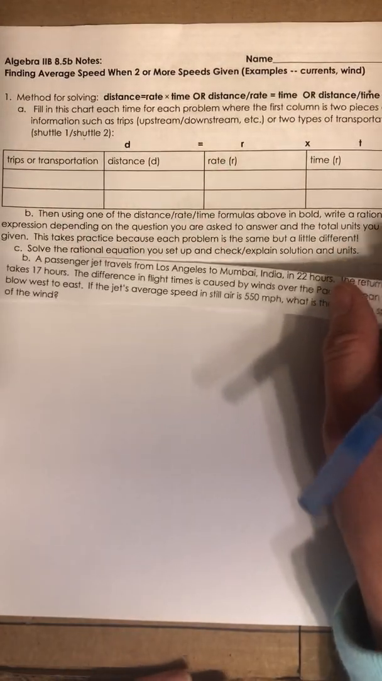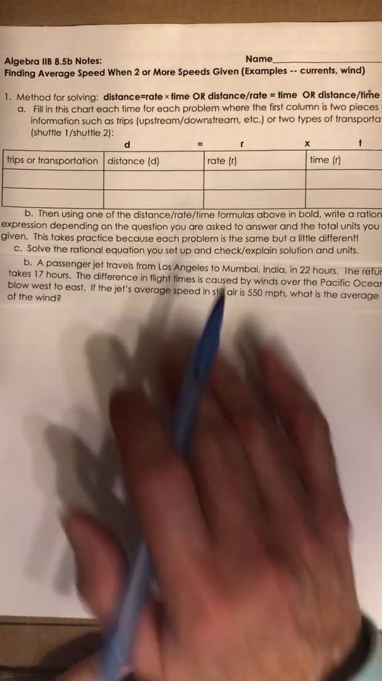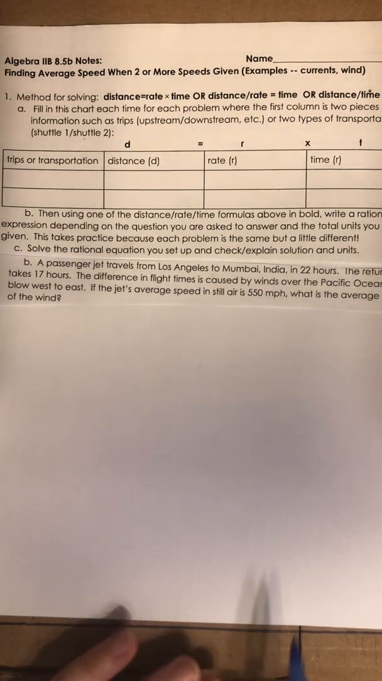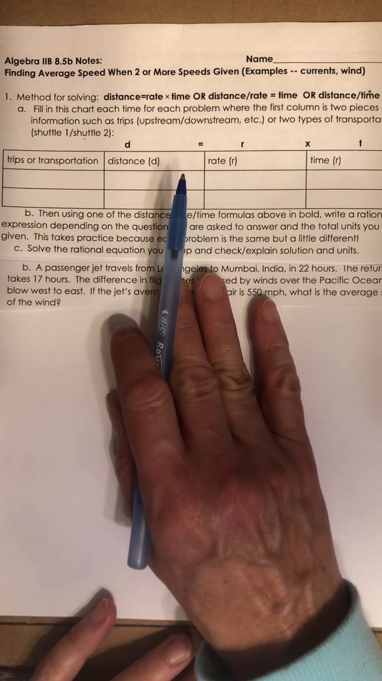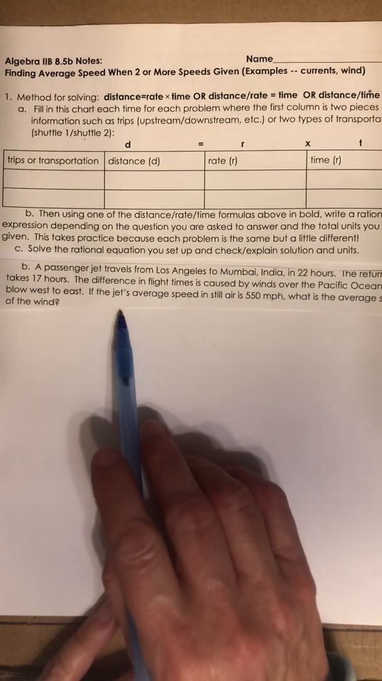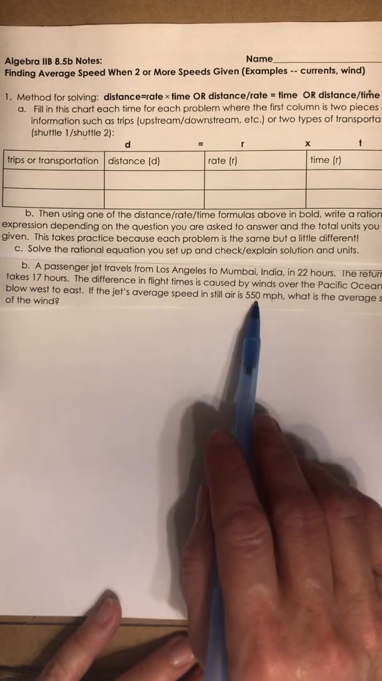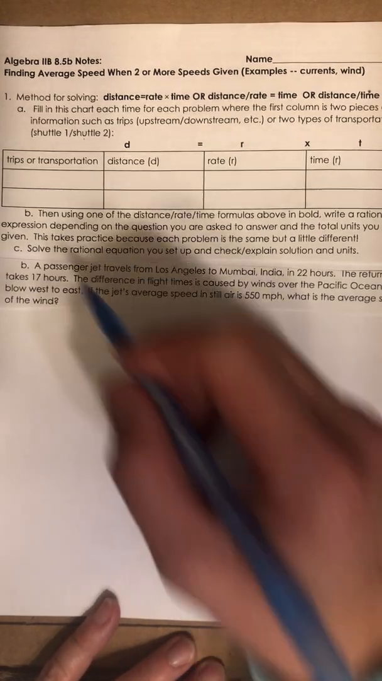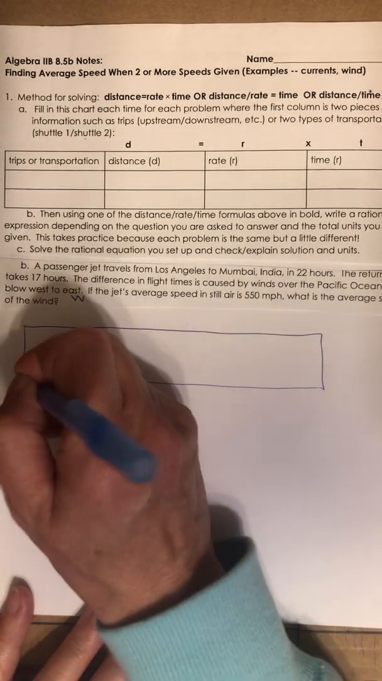There we go. A passenger jet travels from Los Angeles to Mumbai, India in 22 hours. On the return flight, it takes 17 hours. The difference in flight times is caused by winds over the Pacific Ocean. If the jet's average speed is 550 miles per hour, what is the average speed of the wind? We will call that W. Let's get that chart going.